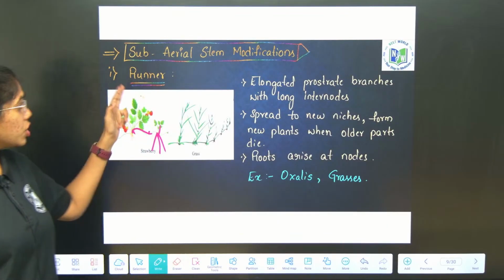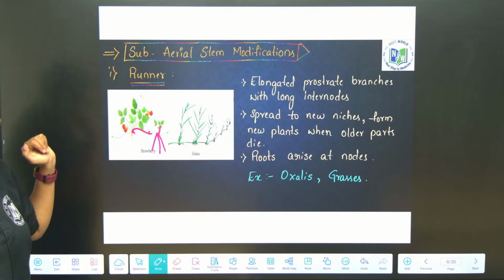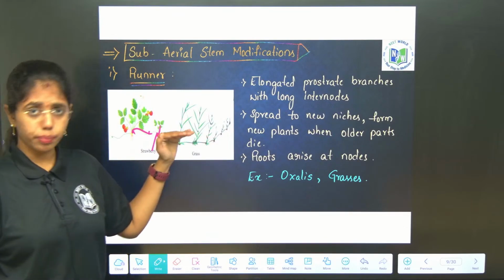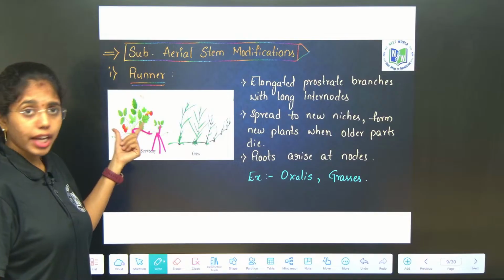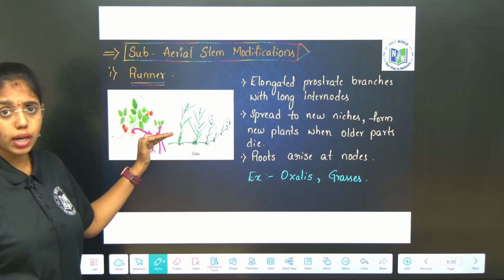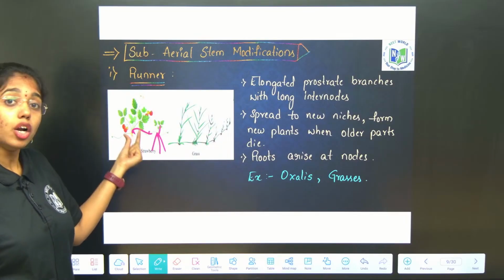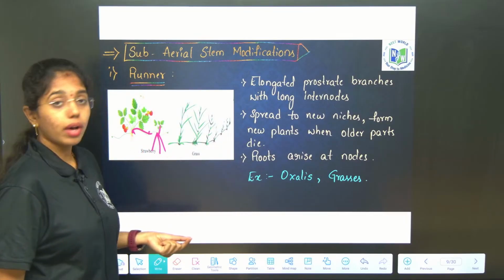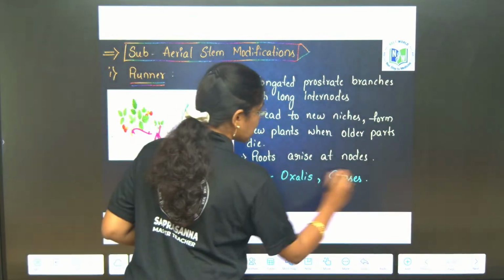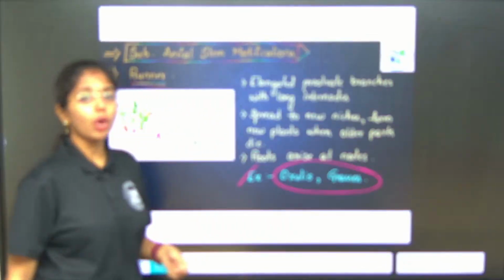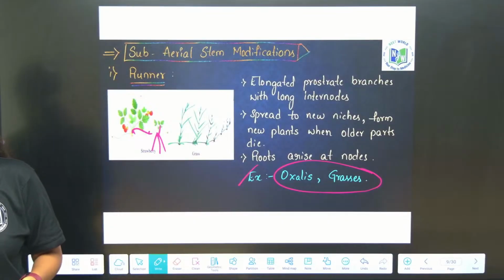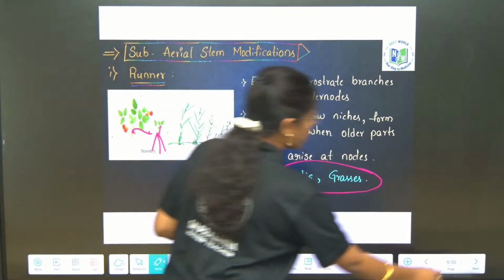What are the key features that you have to remember with runner? These are the elongated prostrate branches with long internodes. They spread into newer niches when older plant parts die and roots arise at the nodes. Examples for runner include oxalis and grasses.